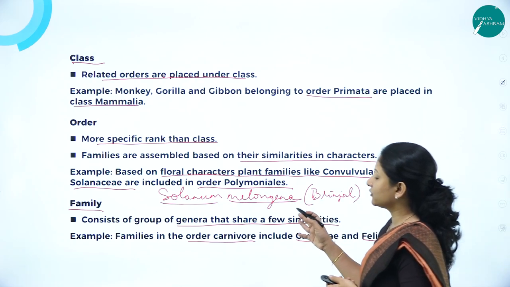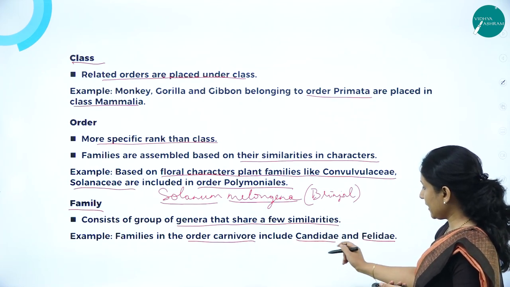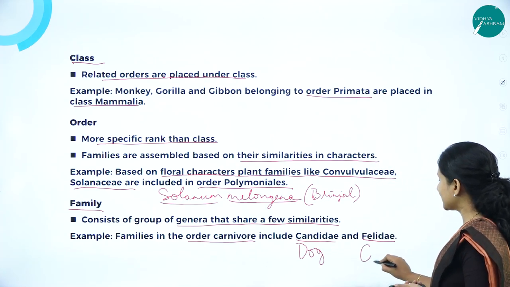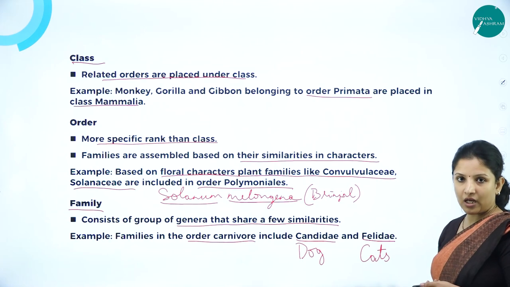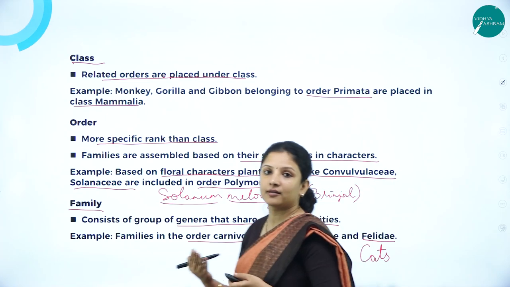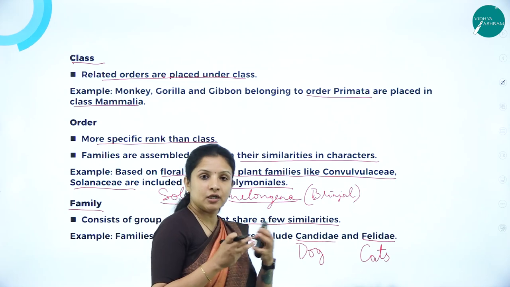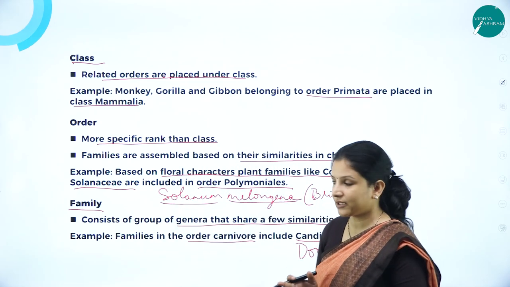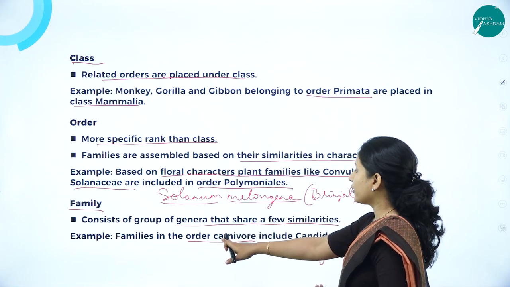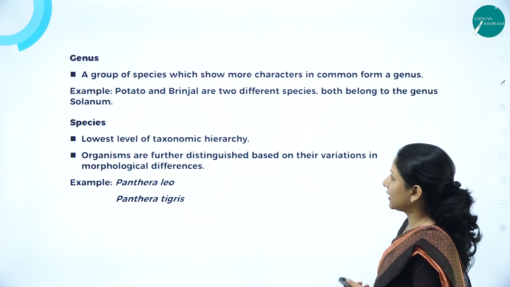A family consists of a group of genera that share a few similarities, wherein they have put Canidae. All the dogs come under the Canidae family. All the cats, that is, the common house cat, the domesticated cat, along with the tiger, lion, cheetah, leopard, jaguar and panther, all come under Felidae only, because to look at, they're similar to cats. That is why they're similar to each other. But the order is different. So here, in the order Carnivora, they come under Canidae and Felidae. That's the example I've given.